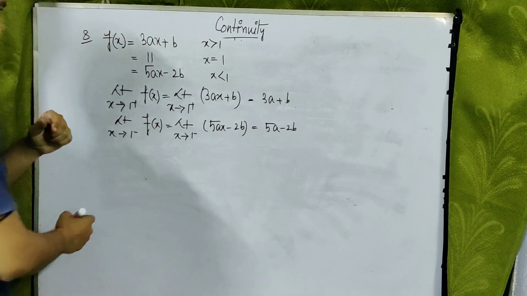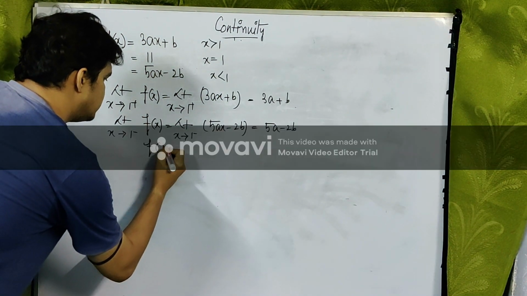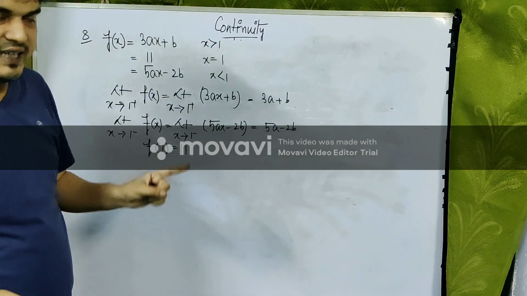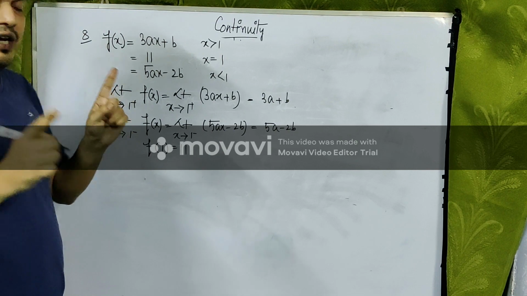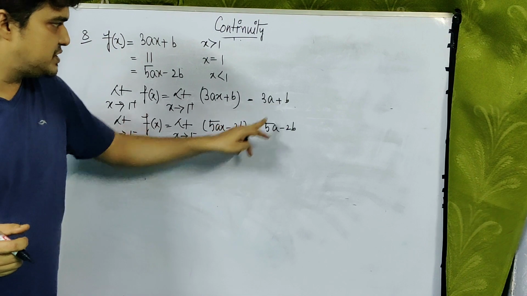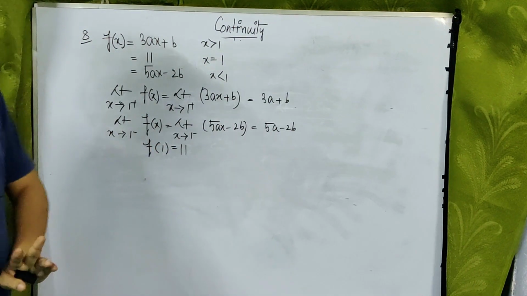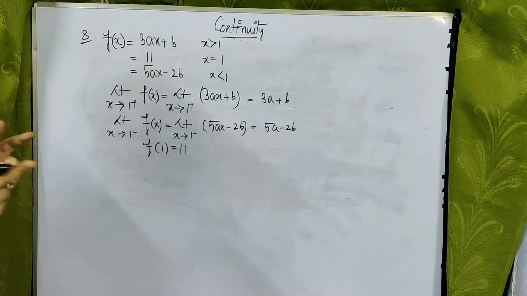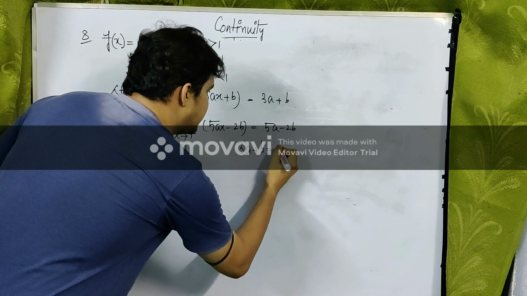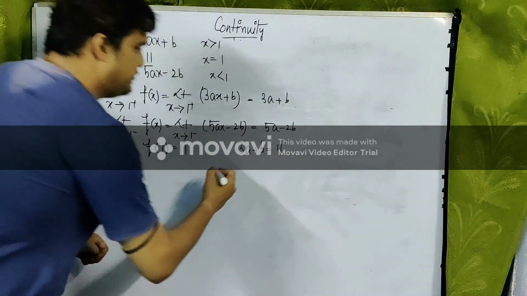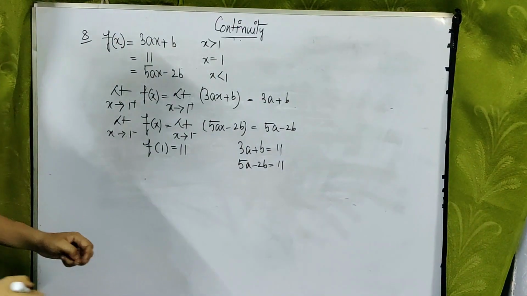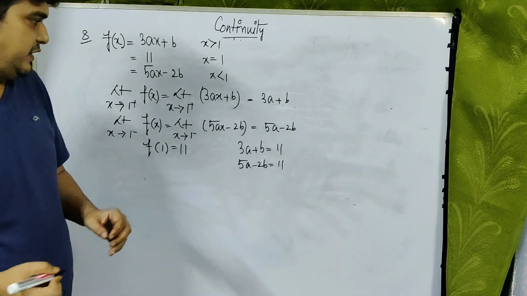Now the functional value when x equals 1 is equal to 11. So from this, as we know, this function is continuous at x equals 1. Now from here we have to find the values of a and b. So these three are equal: 3a plus b equals 5a minus 2b equals 11. From this we can form two equations. One is 3a plus b equals 11. Another one is 5a minus 2b equals 11. Now from these two equations we have to find the values of a and b.